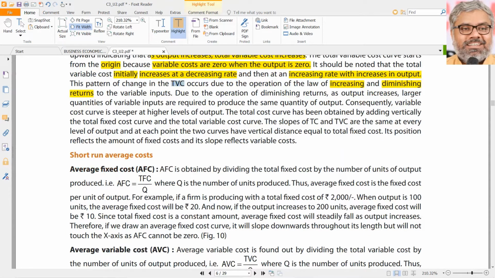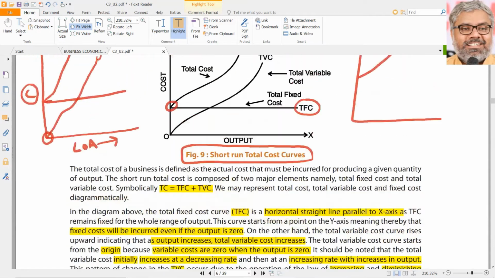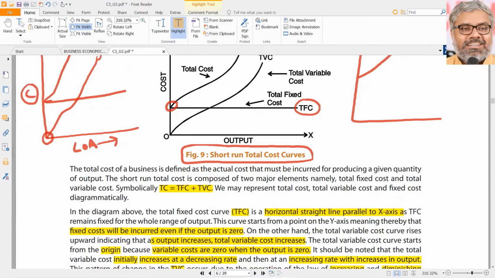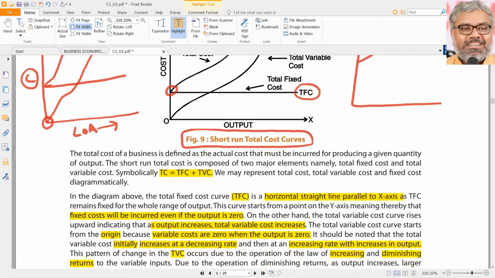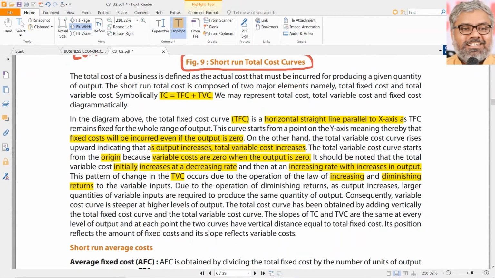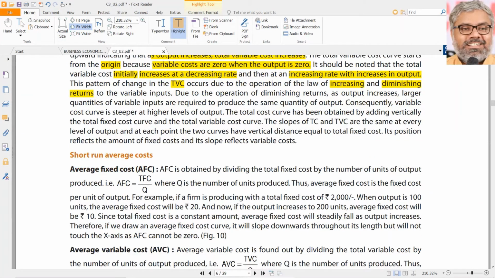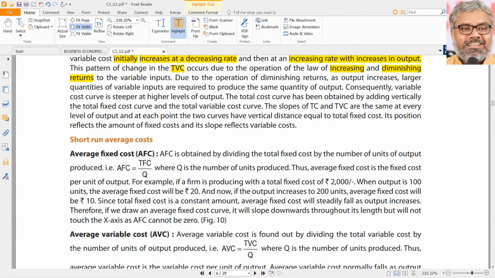So total variable cost, if you observe the curvature of this here, initially it will increase at a decreasing rate. Later, it starts increasing at an increasing rate. Because of that, the curvature has occurred. Otherwise, it would be a straight line. If it is proportionate, it will be a straight line, but it will not happen like that because of the law of variable proportions. That's what happens.